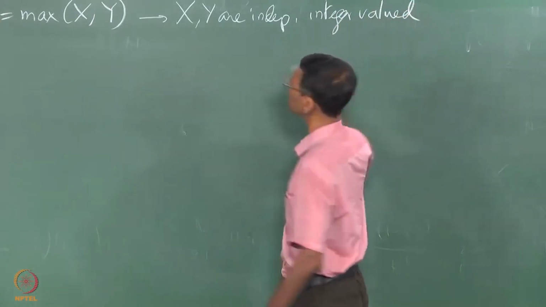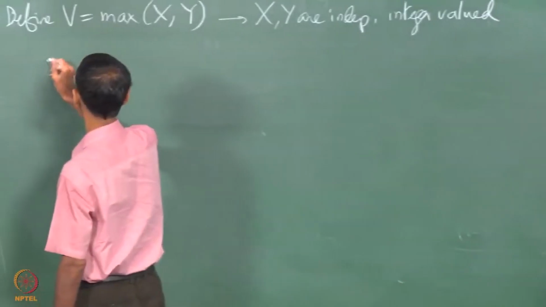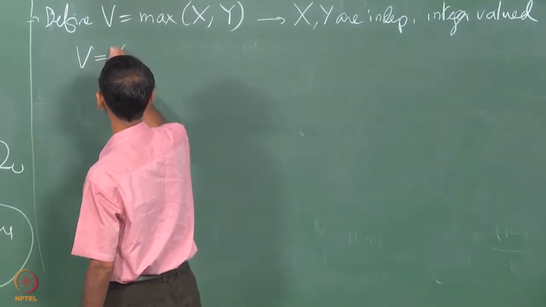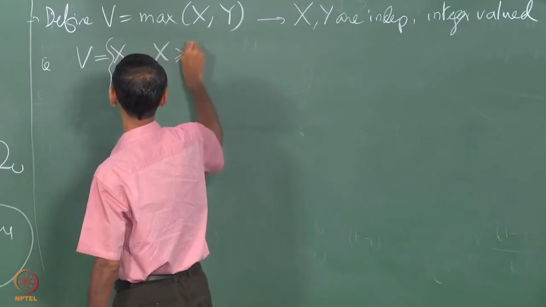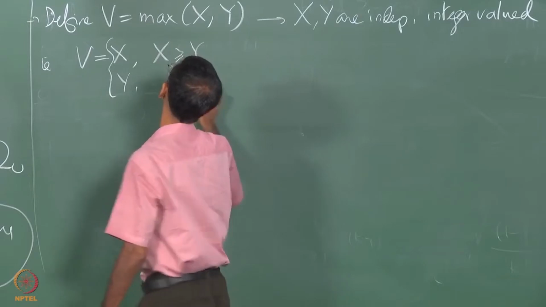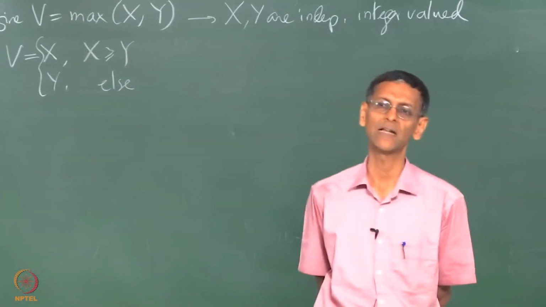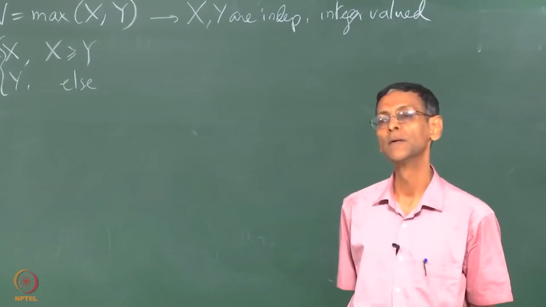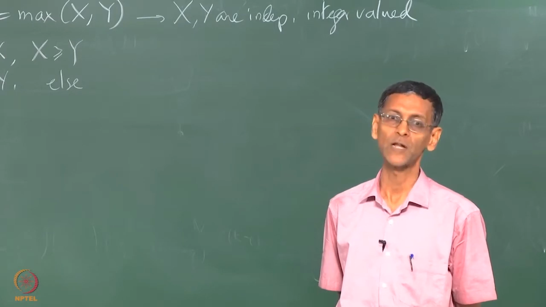First of all, what do you understand by max of x, y? How do I determine v from x, y? So v equals x when x is greater than y, otherwise you set it to y. This is the meaning of max, exactly like you have for any two numbers. You can always take the maximum of two numbers, so you can take the maximum of two random variables also.